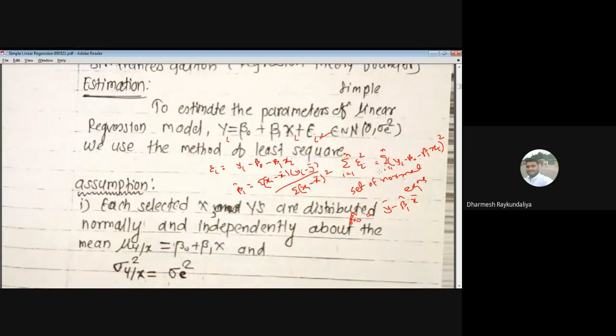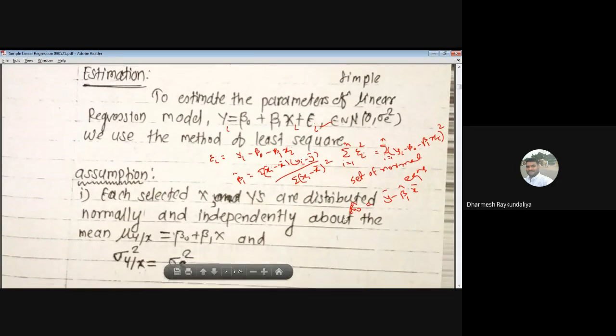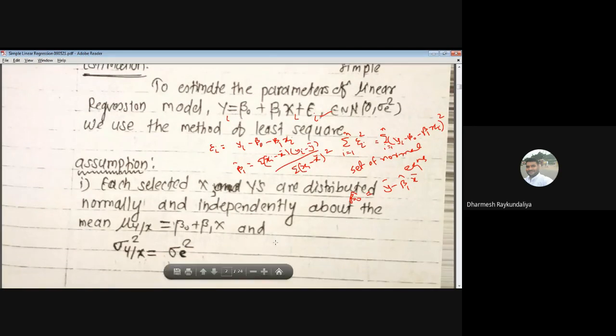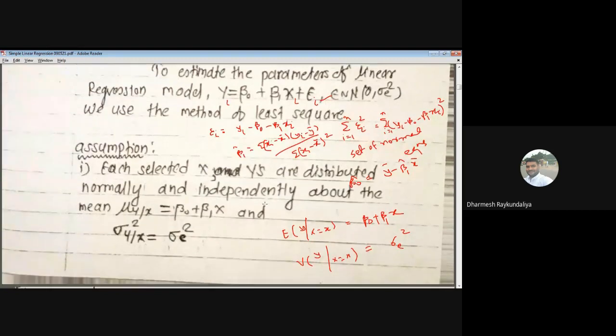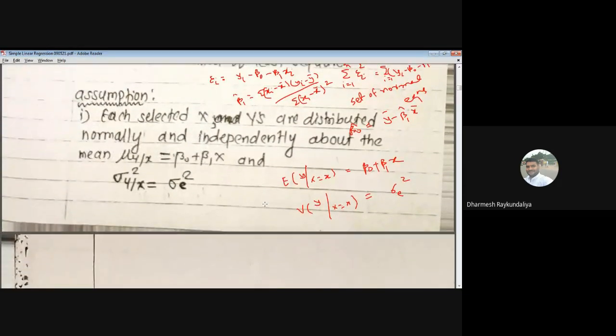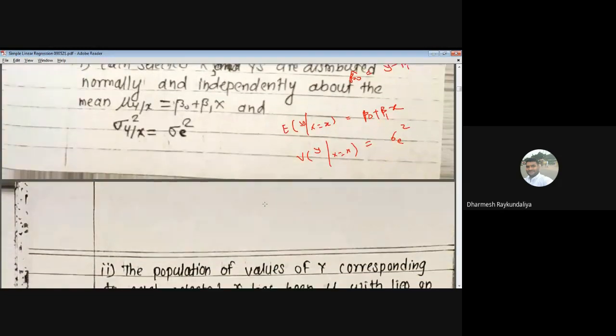So there are assumptions on a regression model. Each variable x and y is distributed normally and independently about the mean. So x and y have a joint bivariate normal distribution, with expected value of y given x equal to x given by beta 0 plus beta 1 x, and variance of y given x equal to x given by sigma square. Individually they are normal, and have a mean and variance.